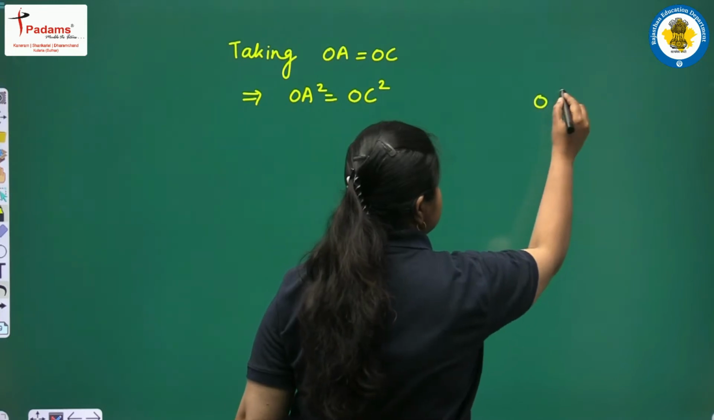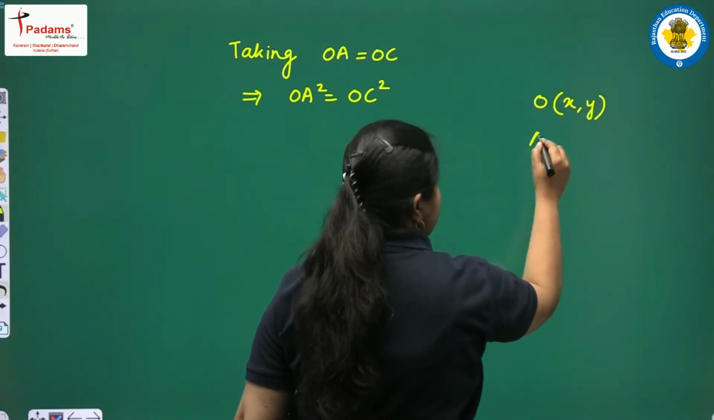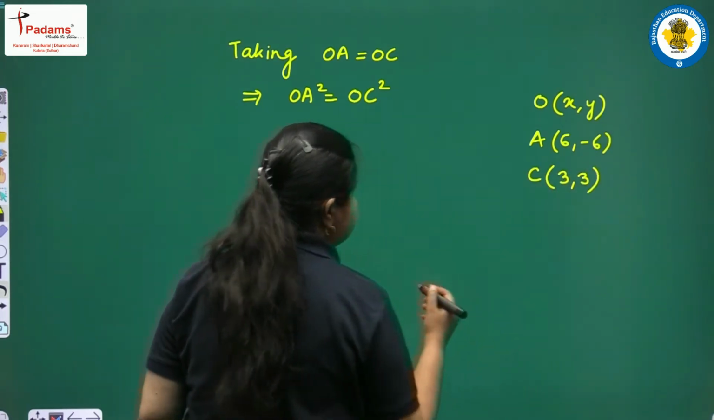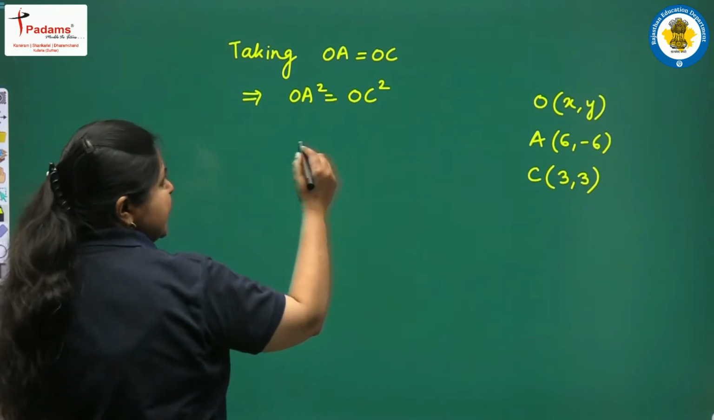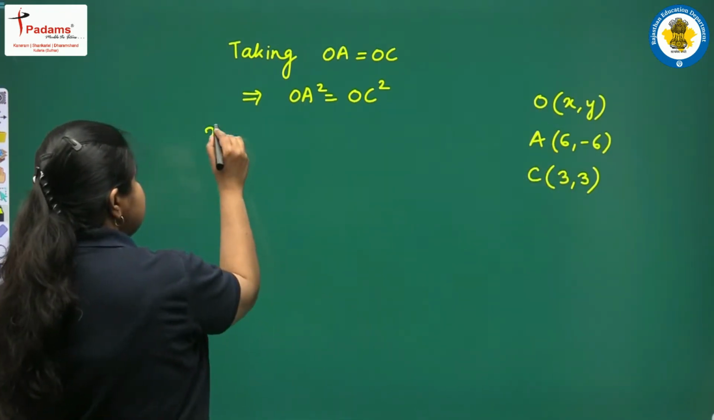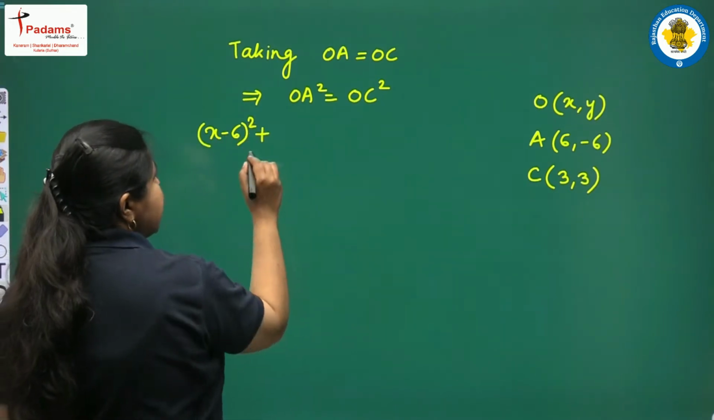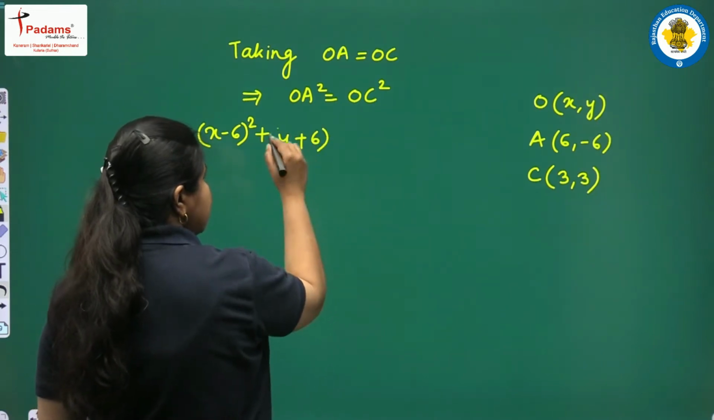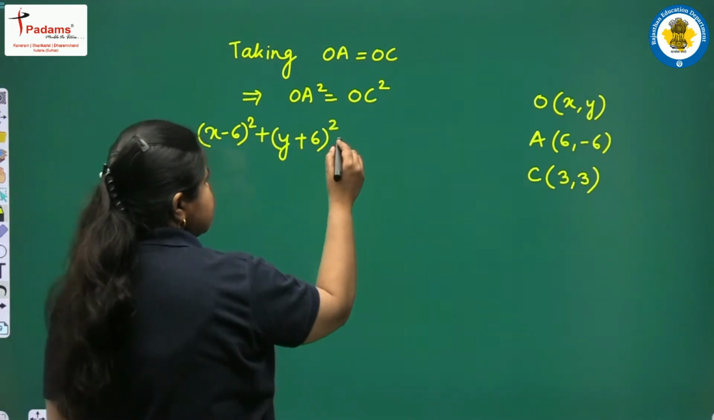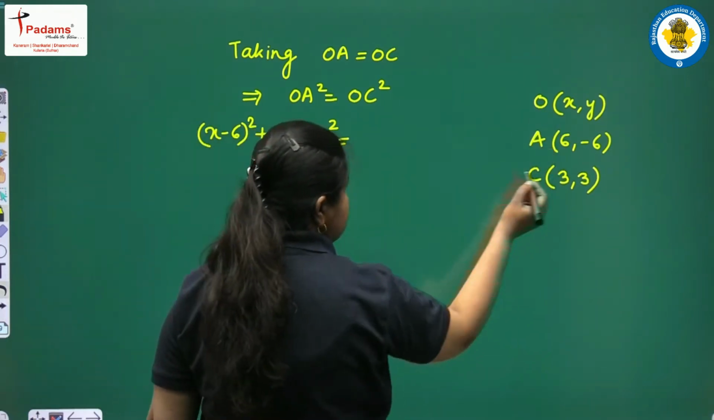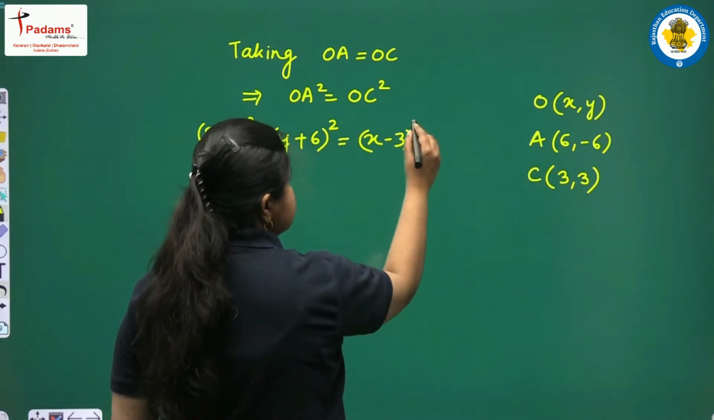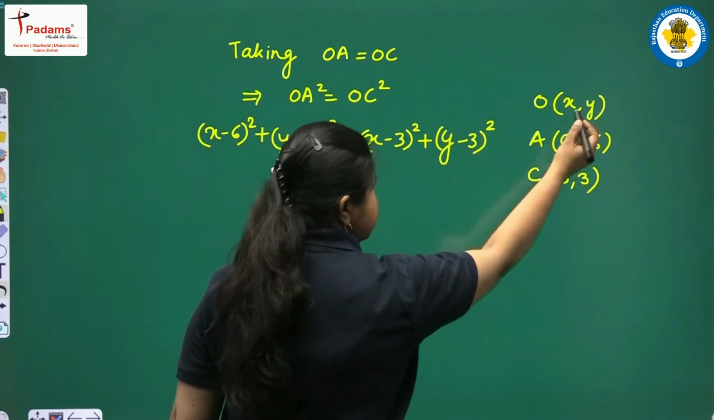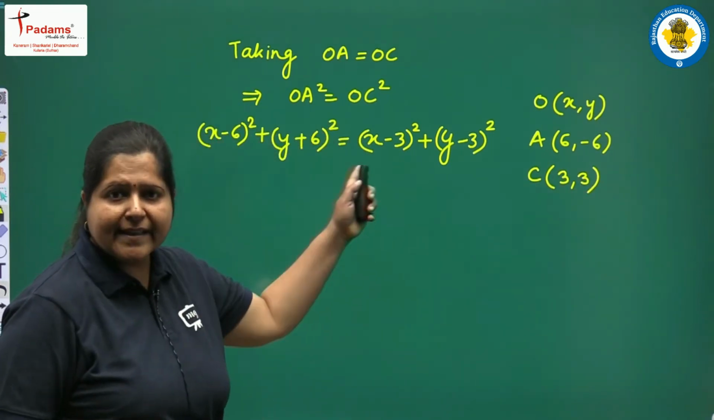We know the coordinates of O are x, y. A के coordinates हैं 6 minus 6 और C के coordinates हैं 3, 3. Now we can find the distances easily. OA, we will take the difference between the x coordinates. It will be x minus 6 whole square plus then the difference between the y coordinates, it will turn out to be y plus 6 whole square. Y minus of minus 6 will be y plus 6. In case of OC, x minus 3 whole square plus y minus 3 whole square. As you can see, the differences, it will come out to be as written here.